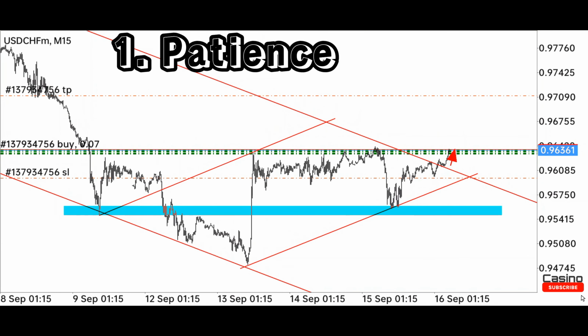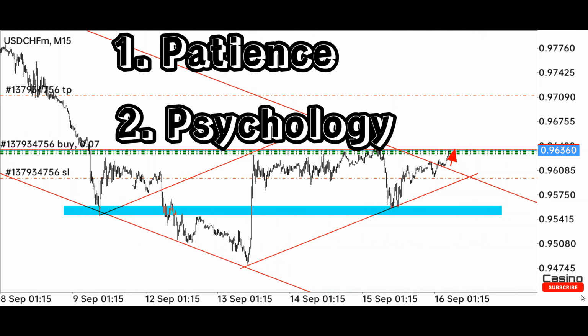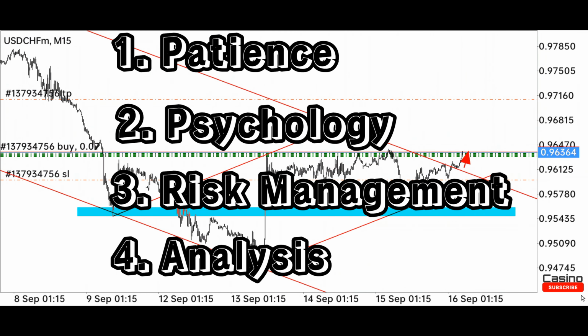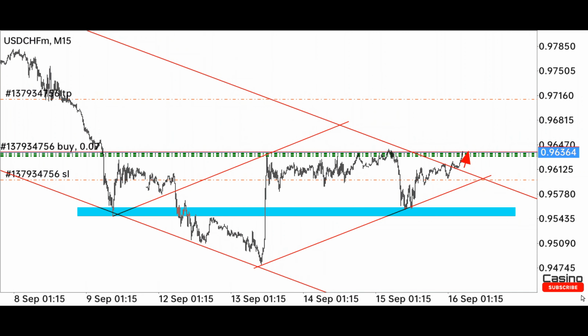Most of all, patience is needed in the market, then psychology, then risk management, and lastly analysis. If you have these four skills, then you are a successful trader. No strategy is 100% in the market. It has to be backed with psychology and risk management.